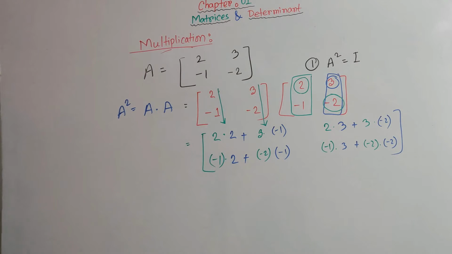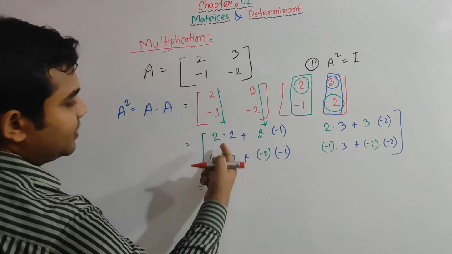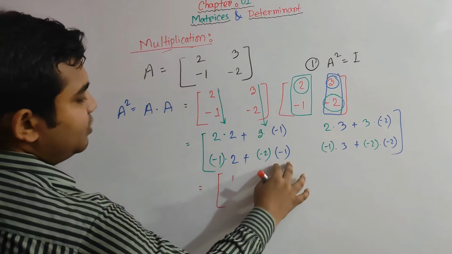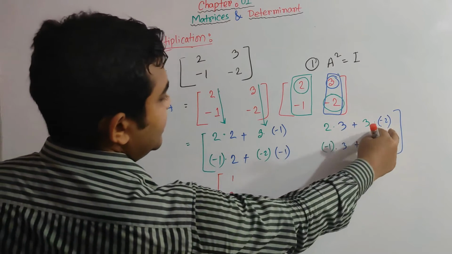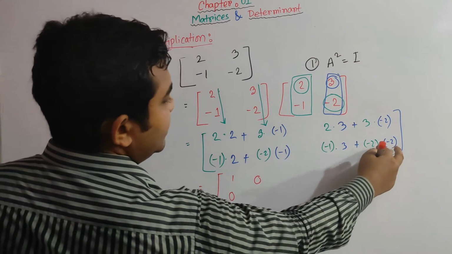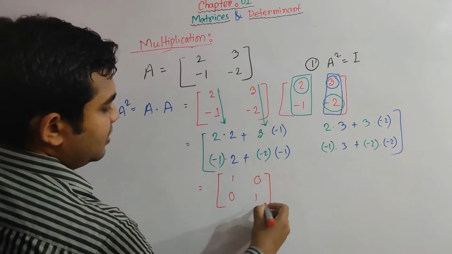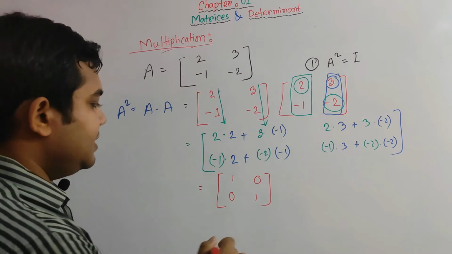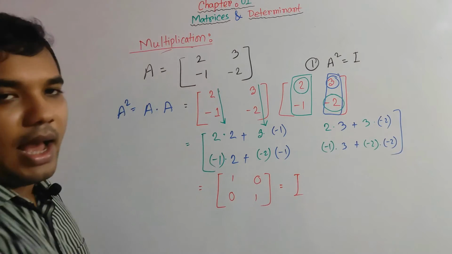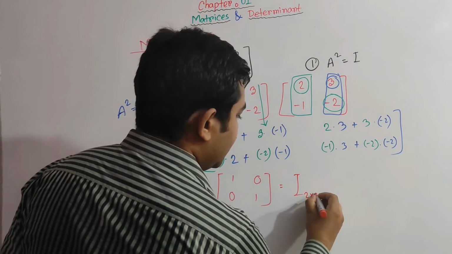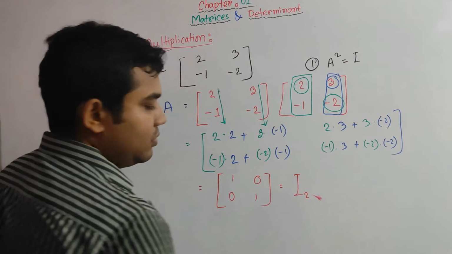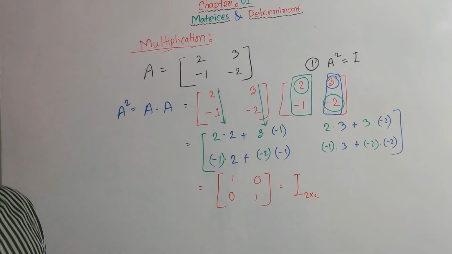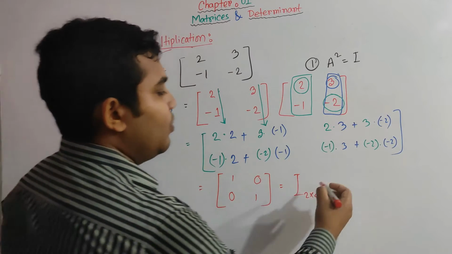Now the calculation part: 2 into 2 is 4, 4 minus 3 it should be 1, minus 2 plus 2 is 0, 6 minus 6 is 0, minus 3 plus 4 is 1. So this is nothing but an identity matrix, isn't it? That means we can say it is I. You may write it as I 2 by 2, or you may write it as I2, because what does it actually mean? I 2 by 2 means a 2 by 2 square matrix, and I 2 by 2 means this. And what about I 3 by 3?